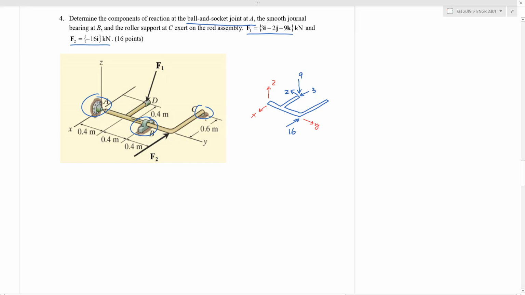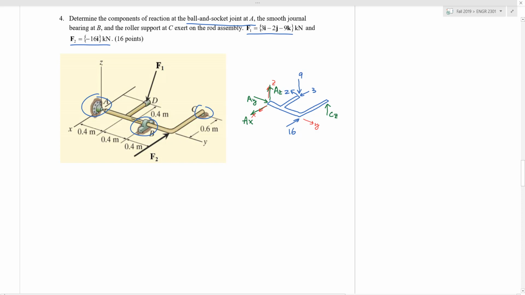So at point C, we have a roller support, so only one support reaction, vertical up. I'm going to call it CZ because it's along the z direction. Point A, because we have a ball and socket joint, which allows rotation, therefore it does not exert any moments, but it does not allow translation in any direction, therefore overall 3 force reactions, AX, AY, and lastly AZ.